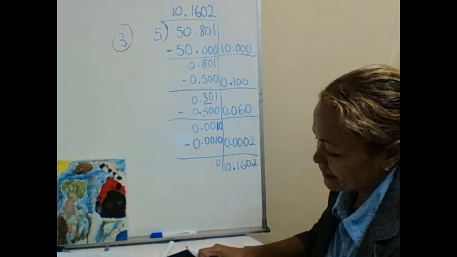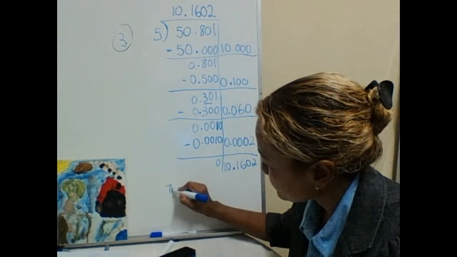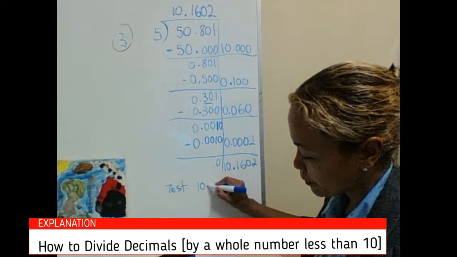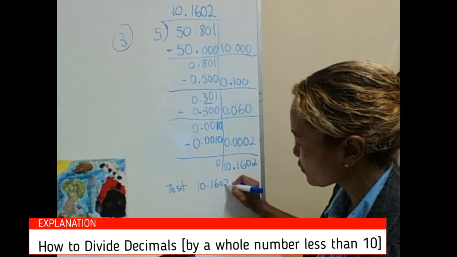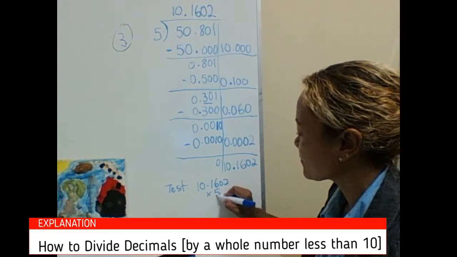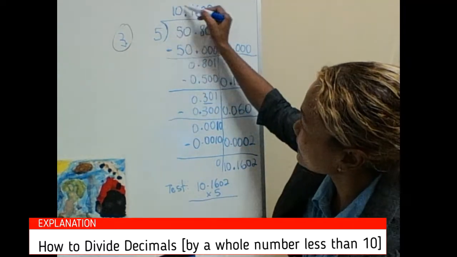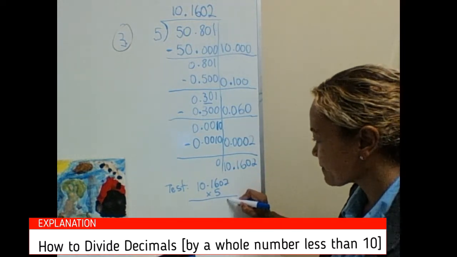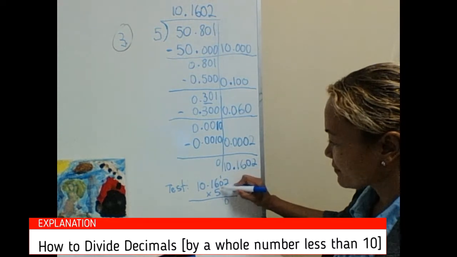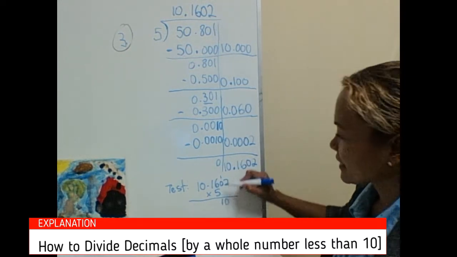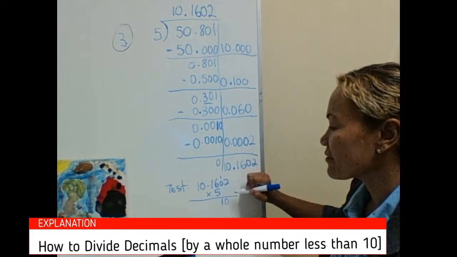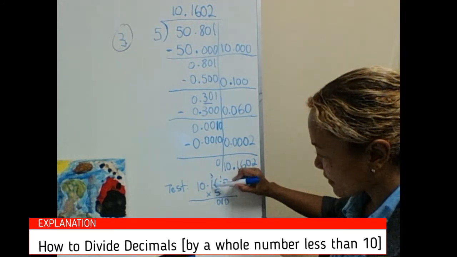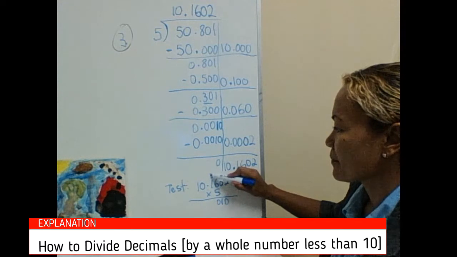Okay. Now we test. Can you see this? Right. 10.1602 times 5. We're multiplying these two numbers to see if we end up with this number. 5 times 2 is 10. Carry 1. 5 times 0, 0. Bring down the 1. 6 times 5 is 30. 0. Carry 3. 5 1s are 5. Plus 3 is 8.